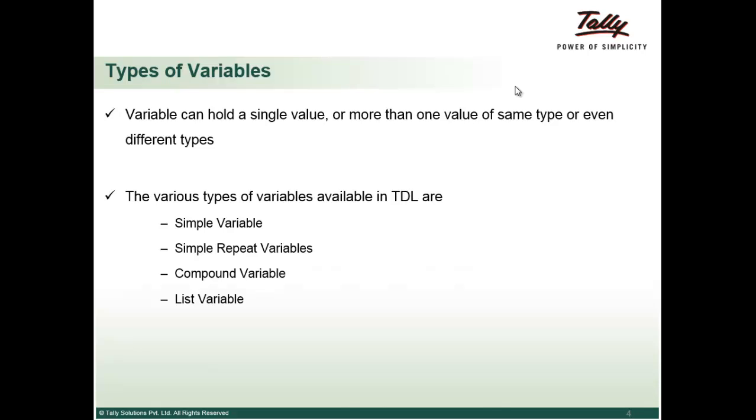So next we will see what are the types of variables. Based on the number of values they can hold, and the data types of variables, we have categorized variables into 4 types. That is, simple variable, simple repeat variable, compound variable, and list variable.